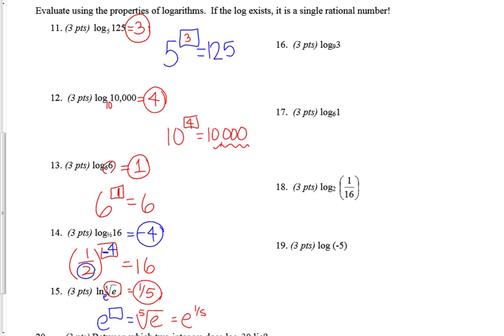Number 16, 9 to what power gives me 3? Well, the square root of 9 is 3, and the square root is the 1/2 power, so that's the answer, 1/2. Number 17, 6 to what power gives me 1? Anything to the 0 power is equal to 1, so the answer is 0.